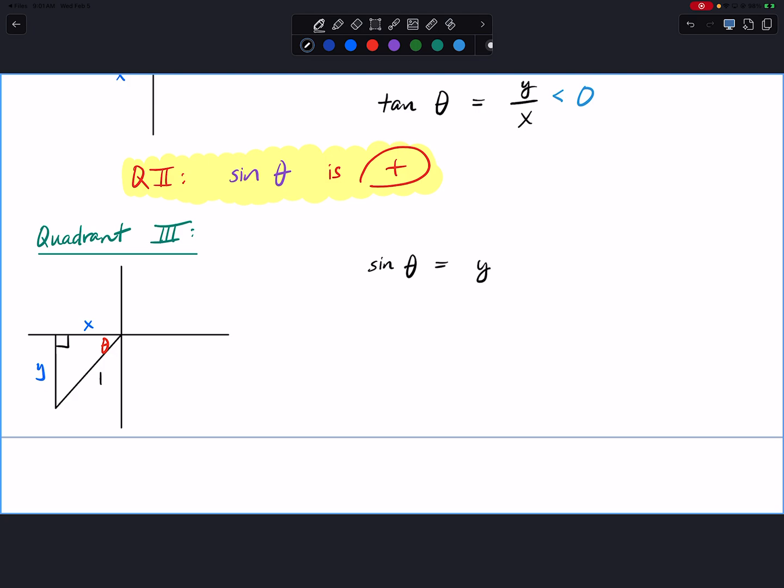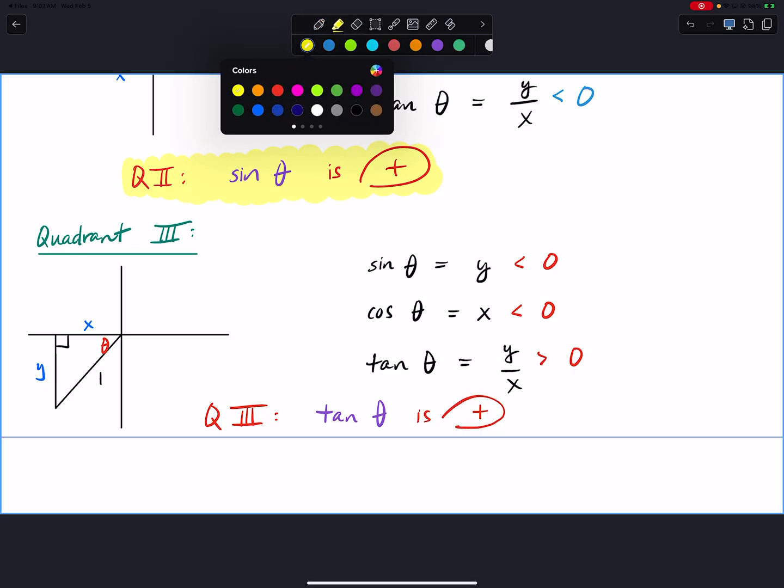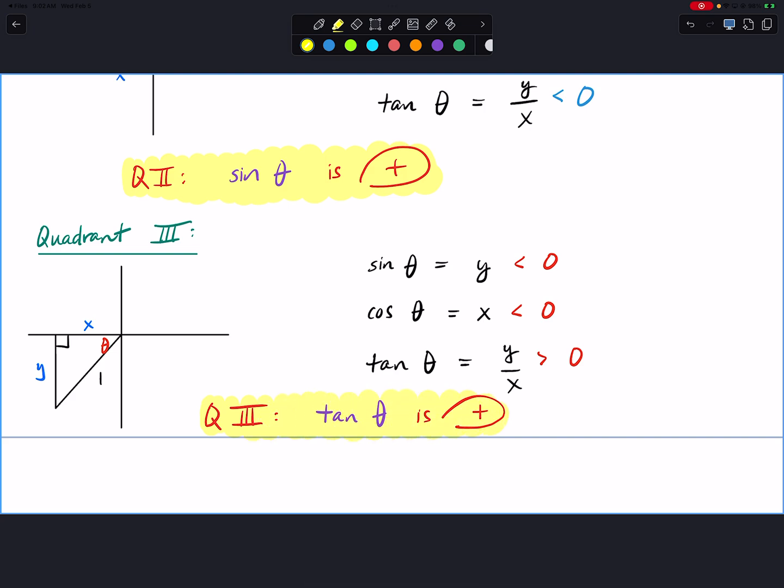What is y in quadrant 3? Negative. What's cosine in quadrant 3? Negative. So what does that mean about tangent in quadrant 3? It's positive. So our takeaway for quadrant 3 is tangent of theta is positive. So if we're following this pattern, you guys want to make a prediction about quadrant 4? Cosine's positive. Yeah, so let's prove it.